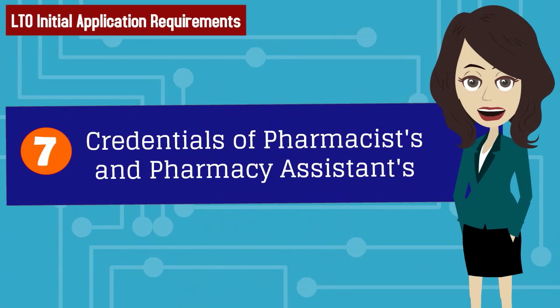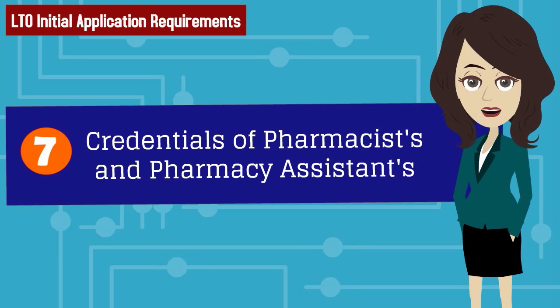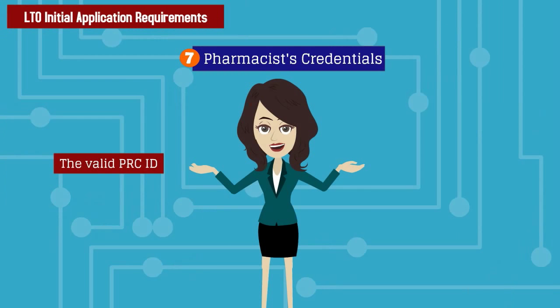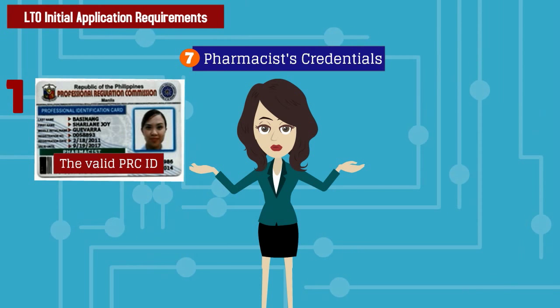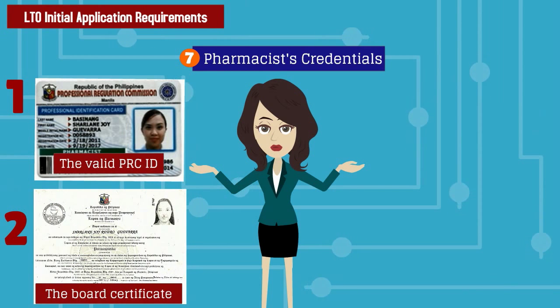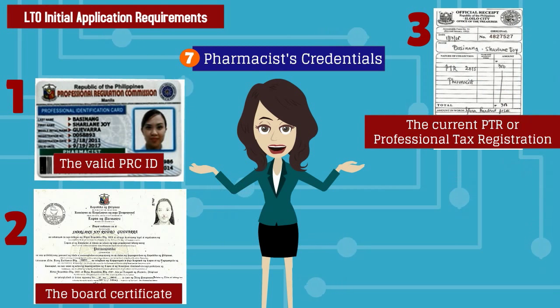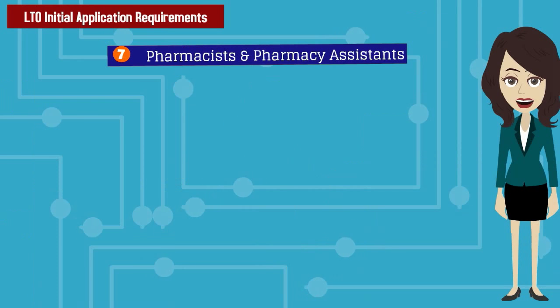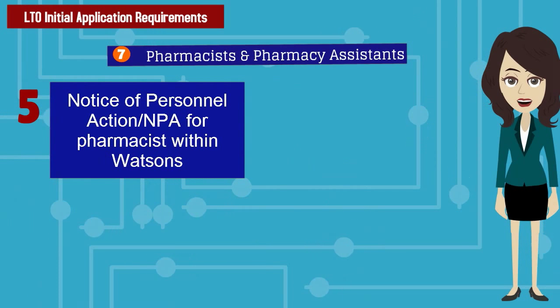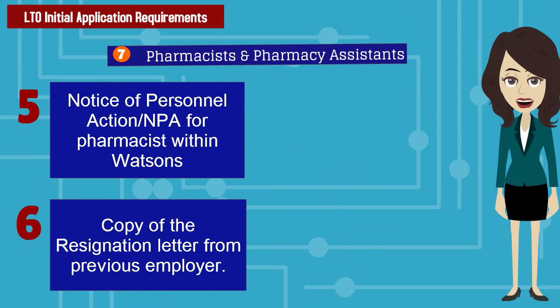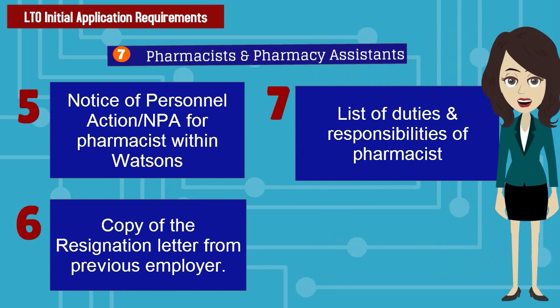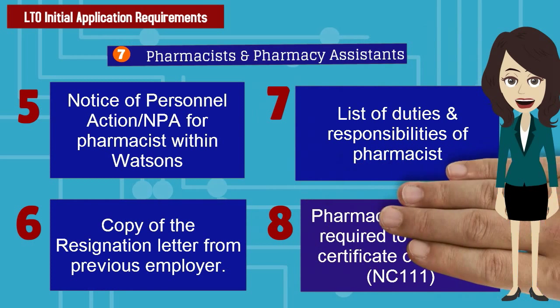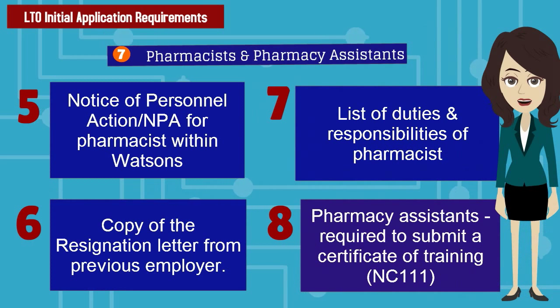The seventh documentary requirement is the credentials of the pharmacists and pharmacy assistants. These are the documents and credentials of the pharmacists. Number 1, the valid PRC ID. 2, the board certificate. 3, the current PTR or professional tax registration. 4. The certificate of attendance for licensing. 5. Notice of personnel action for pharmacist. 6. Resignation letter of the new pharmacist. 7. List of duties and responsibilities. And 8. Pharmacy assistant, certificate of training.